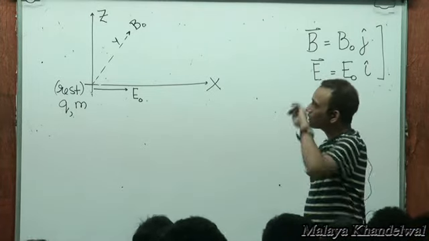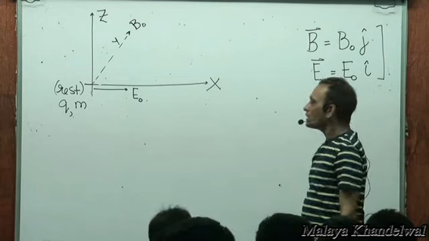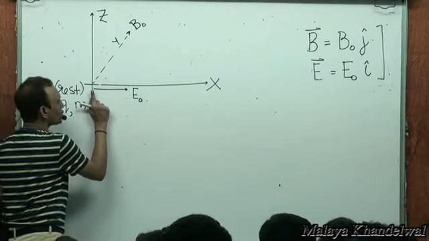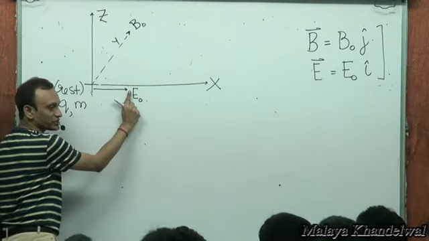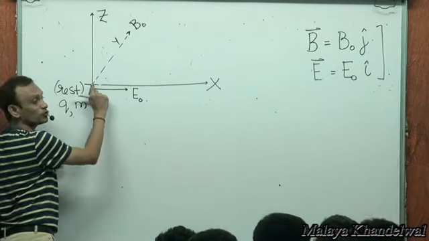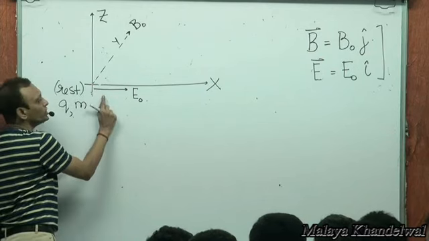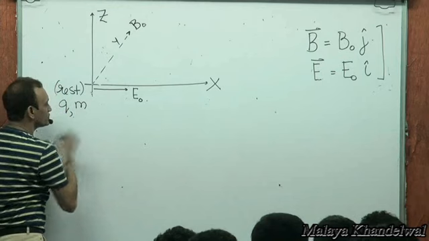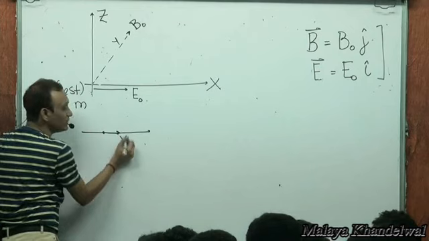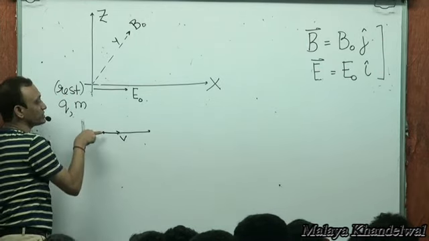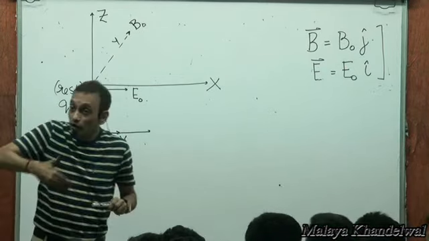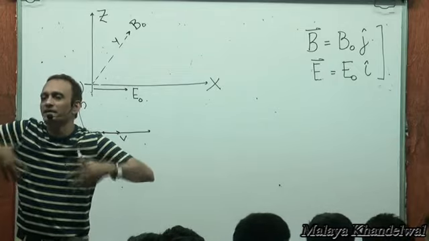Now, realize that E naught will build velocity in the x direction. Initially, the velocity of the particle is 0, so magnetic force will be 0. So initially there would only be a force in the x direction, which will cause a velocity to be built in the x direction. Now once you have a non-zero velocity in the x direction, then this velocity will combine with this B naught to at least try and impart it a circular motion.